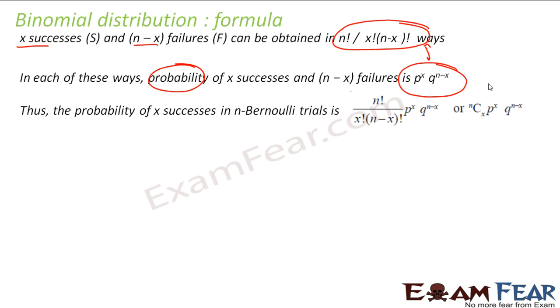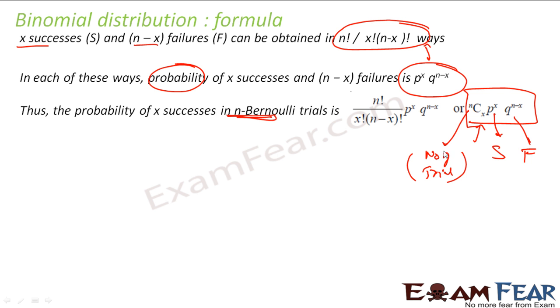And if you combine these two, the probability of x successes in n Bernoulli's trials will be this guy into this guy, that is this guy. The final formula is: the probability of x successes in n Bernoulli's trials will be nCx p to the power x q to the power n minus x, where p is the probability of success, q is the probability of failure, right? And n is the number of trials, Bernoulli's trials, and x is the count we are looking for. You're looking for 1 success or 2 successes.